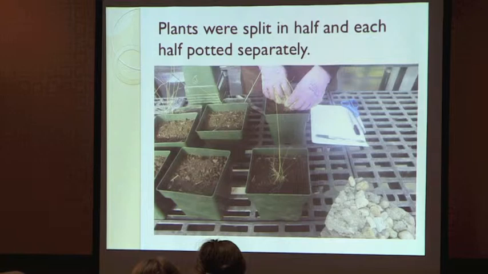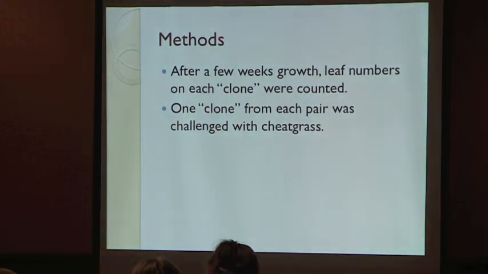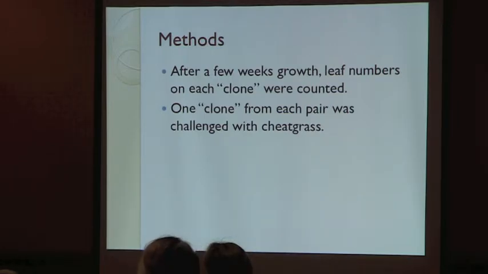So we brought these back to the greenhouse, split each plant in two, and potted them separately in different pots. I keep saying we, actually, it was once again Lauren heading all of this up. Then after a few weeks growth, leaf numbers on each clone were counted, and then one clone from each pair was challenged with cheatgrass, and this is simply sprinkling cheatgrass seeds around each clone.